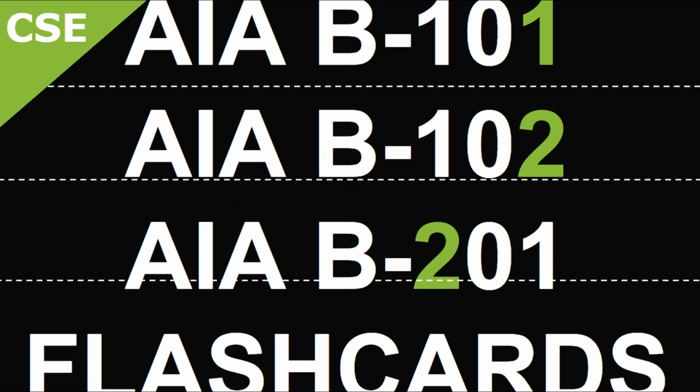Per the AIA Code of Ethics and Professional Conduct, list each canon. Canon 1, General Obligations. Canon 2, Obligations to the public. Canon 3, Obligations to client. Canon 4, Obligations to profession. Canon 5, Obligations to colleagues. And number 6, Obligations to the environment.